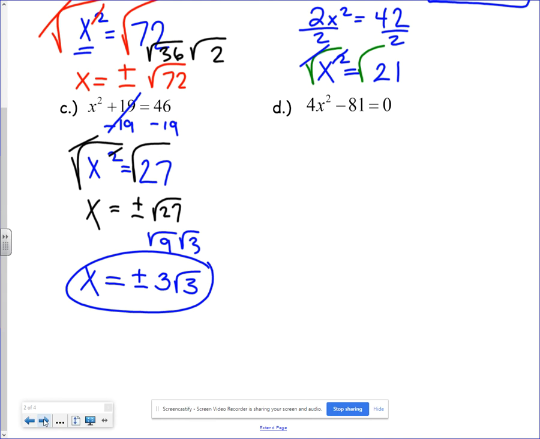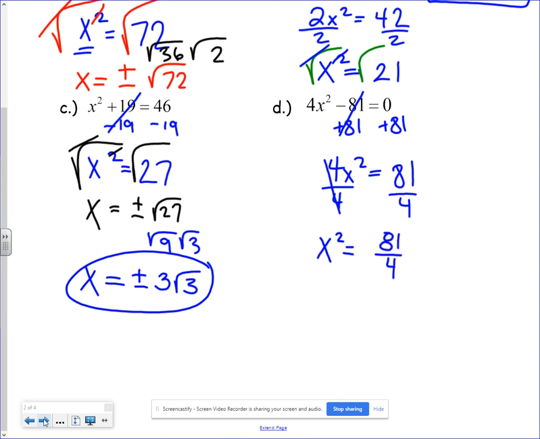Right, one last one. D, let's add 81 to both sides. We get 4x squared equals 81. Divide both sides by 4. 4 doesn't go into 81 evenly, so just leave it as a fraction. It can't be reduced. So we got x squared equals 81 over 4.